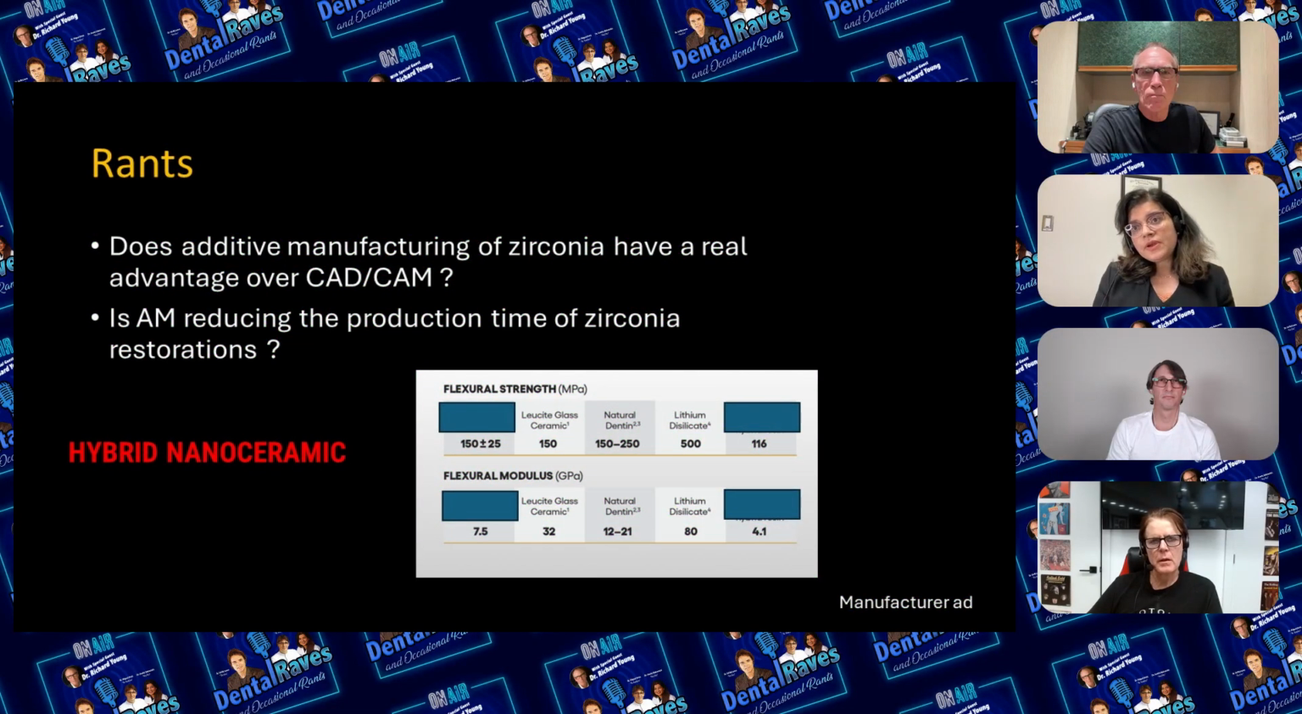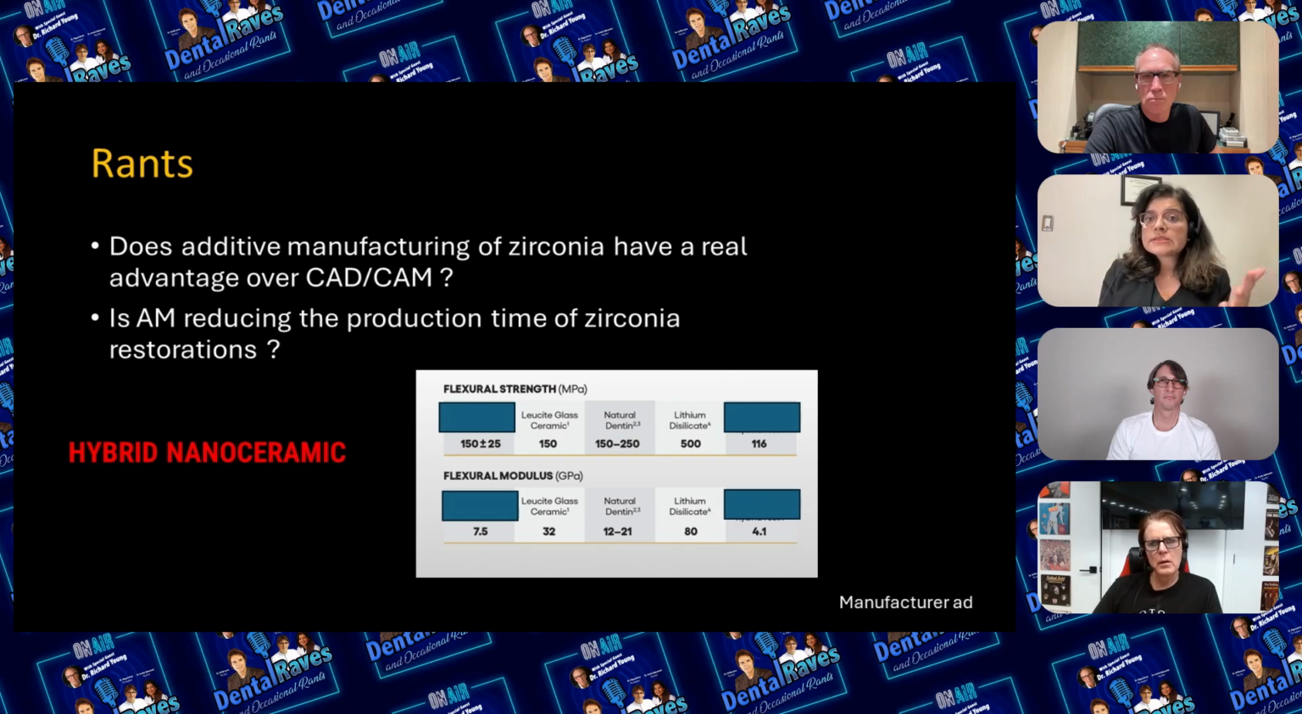So going to our rant section and just building up thought-provoking ideas for today's discussion: does additive manufacturing of zirconia have a real advantage over CAD/CAM? Or again, as our podcast members say, are we creating another problem to solve something which really is not a question that exists? Meaning, we have an ideal material, and are we looking for more stuff to do by creating a 3D printed zirconia for us?